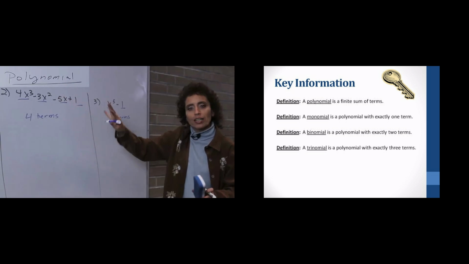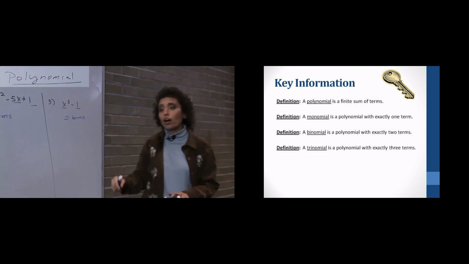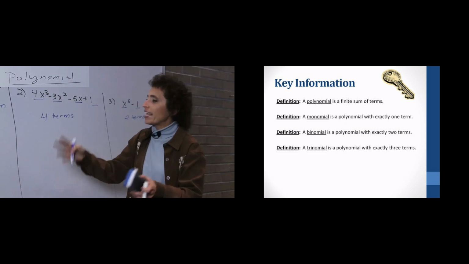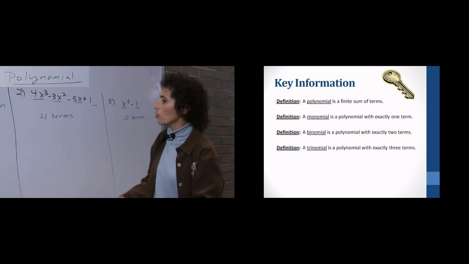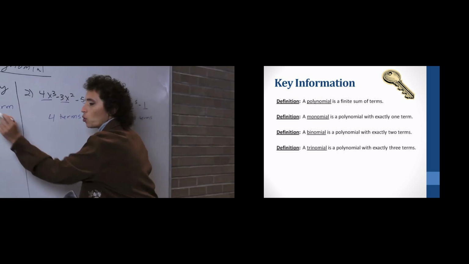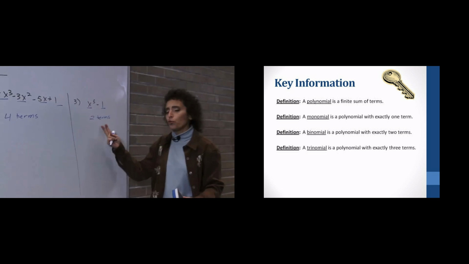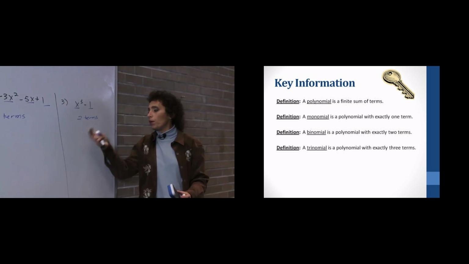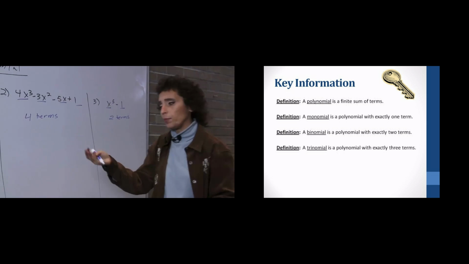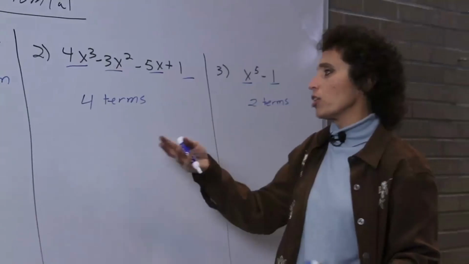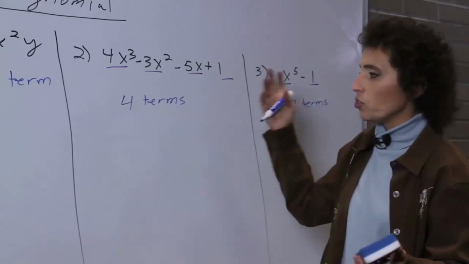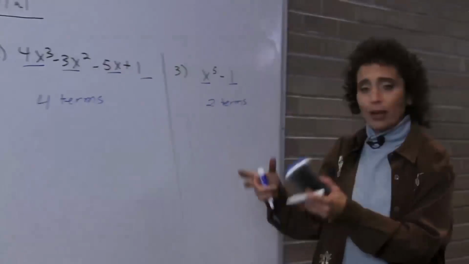Each of these are polynomials, and poly means many. It's a polynomial because a polynomial is a finite sum. That means a countable number of terms, okay? So all of these are polynomials. But when you have 1 term, it's called a monomial. When you have 2 terms, it's called a binomial. 3 terms is a trinomial, which makes sense, bi meaning 2, tri meaning 3. 4 terms are generally just called polynomials, or some people call them multinomials, but I would just call this a polynomial.